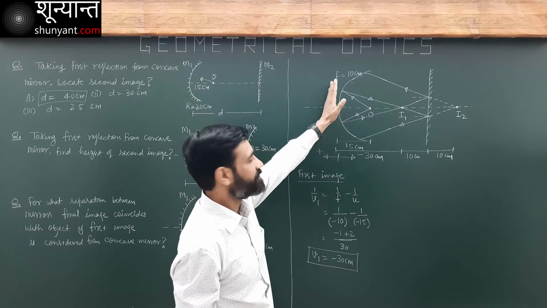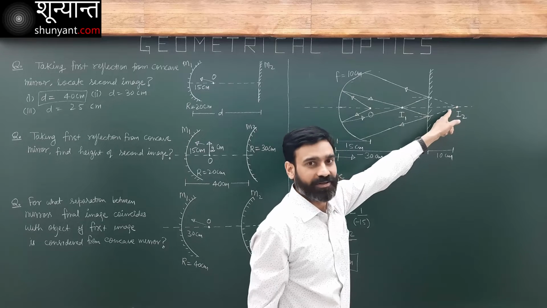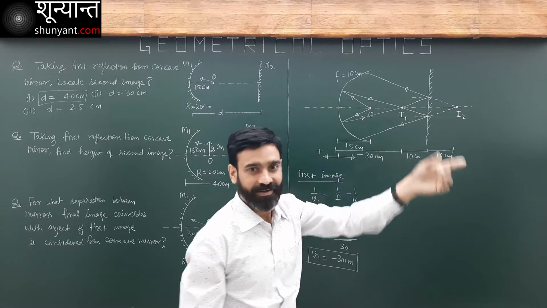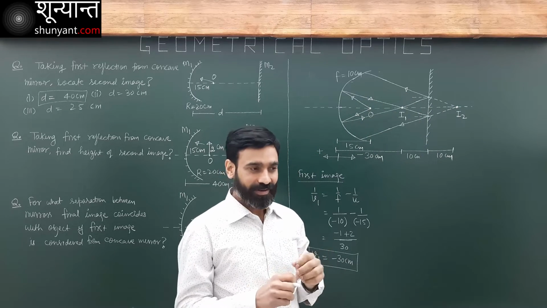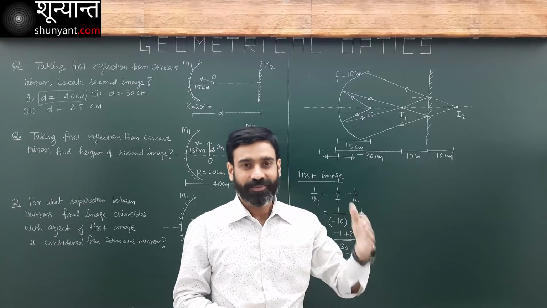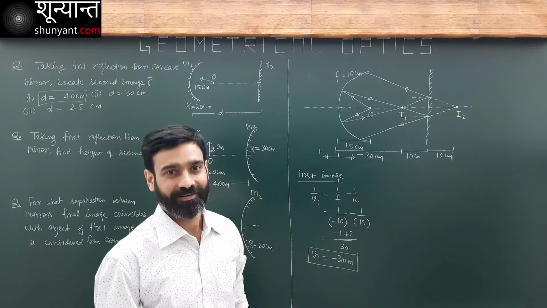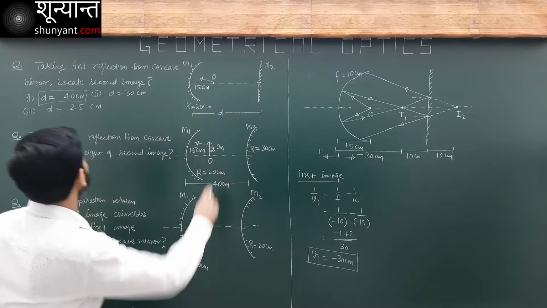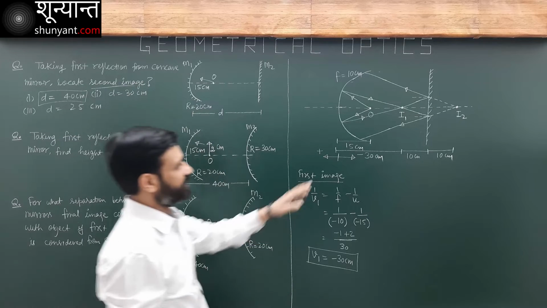So for this mirror, this becomes an object. It will again create an image. In such a way, successive, multiple images are formed. Since I have to just find the second image, that's it. This is my second image.